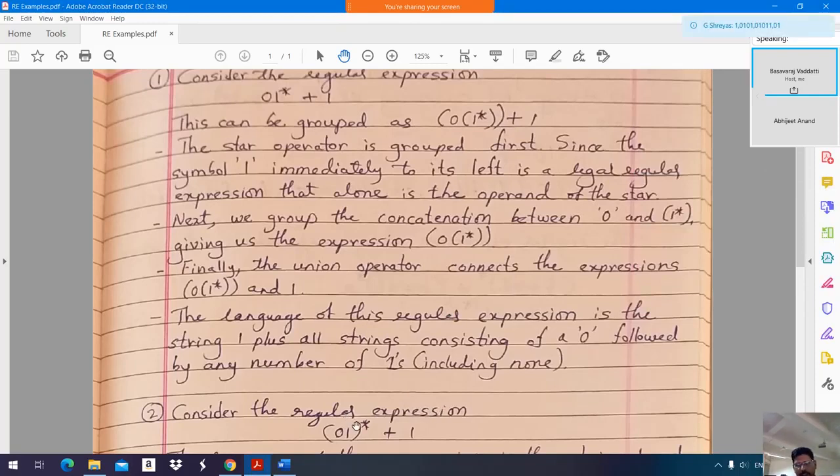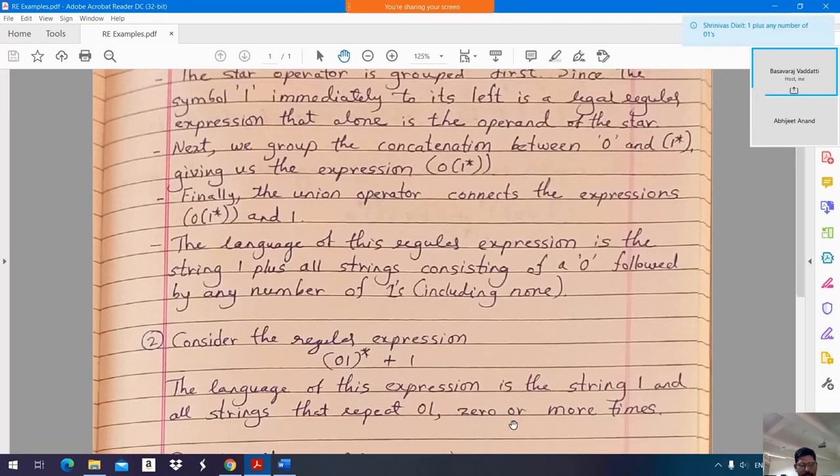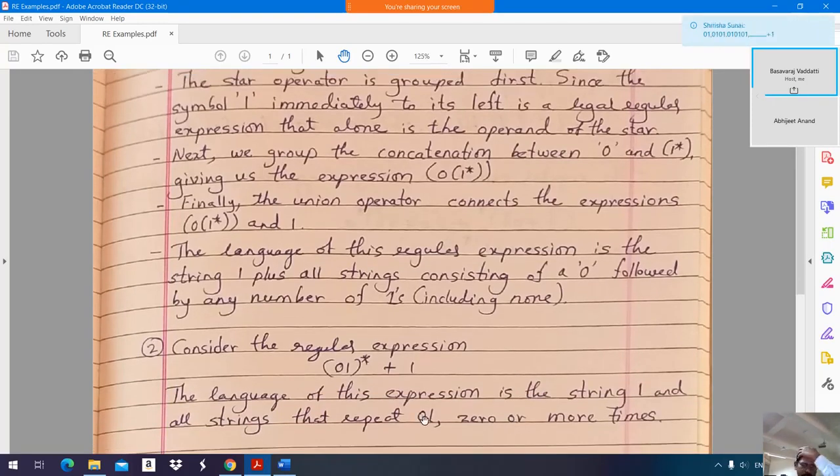Look at the regular expression. It consists of two subparts. One is string 1 and the other one is substring 0, 1 occurring star times. Star times means 0 or more times. Therefore, what is the language accepted by this? The language of this regular expression is the string 1 and all strings that repeat 0, 1, 0 or more times.